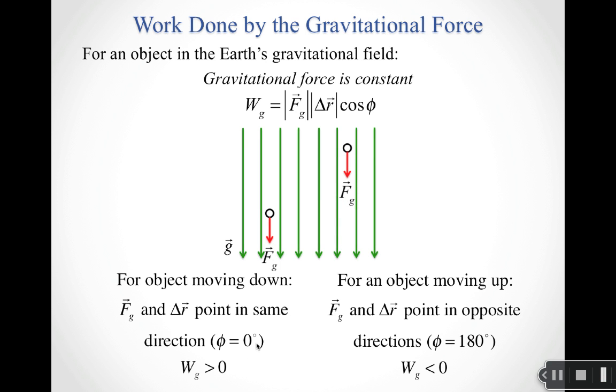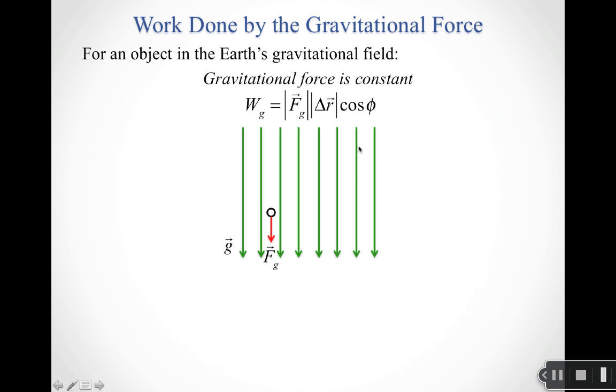If I've got an object that moves upwards, then the gravitational force is pointing down, but the displacement now points up. So the gravitational force and the displacement point in opposite directions, which means the angle between those two vectors is now 180 degrees, and cosine of 180 degrees is negative 1. So I know that the work done by the gravitational force will be negative for an object moving upwards. So gravity does positive work when objects move down, negative work when objects move up.